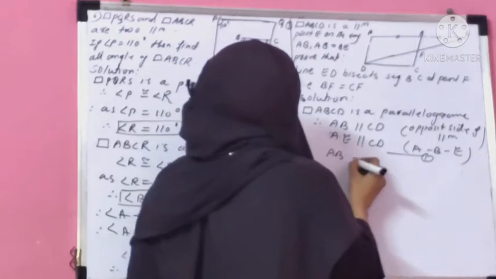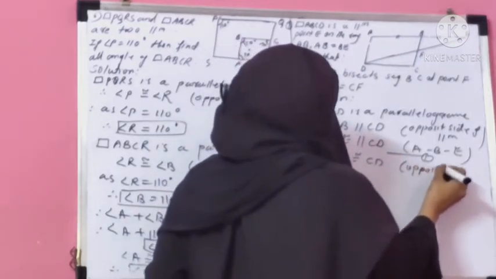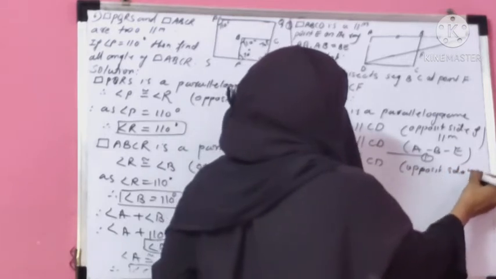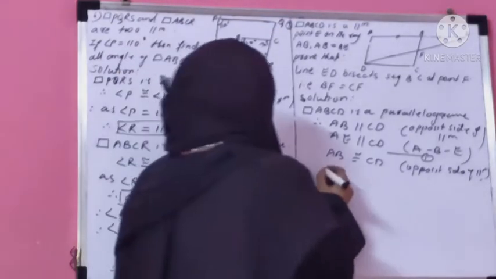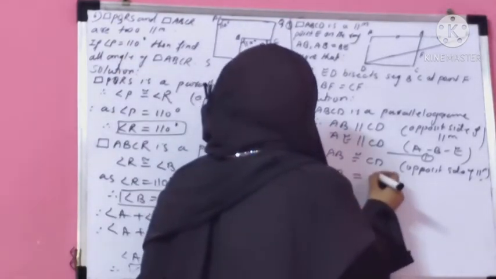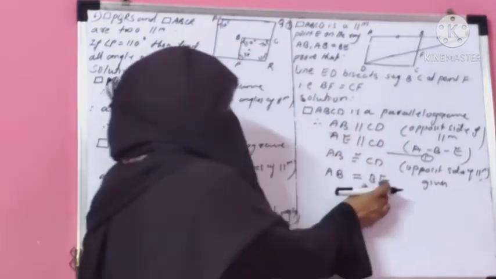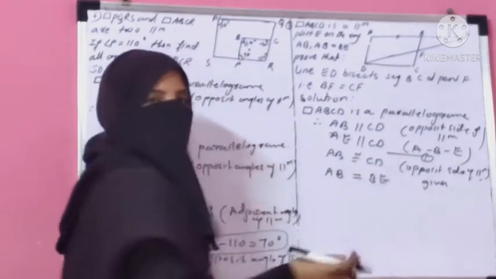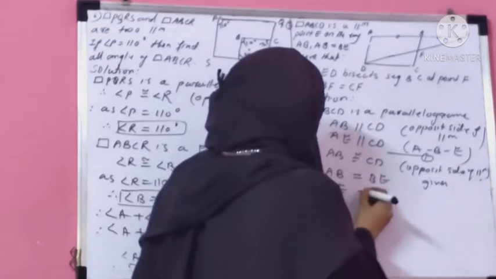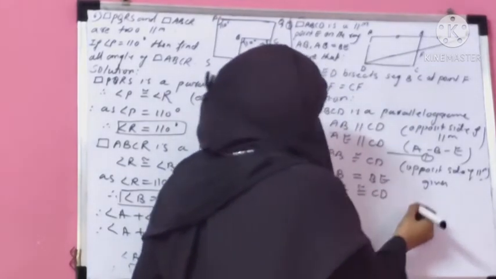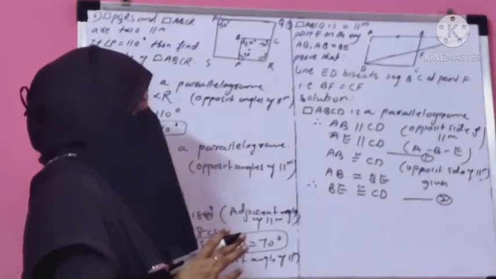Now AB is congruent to CD, opposite sides of a parallelogram are congruent, and AB is equal to BE is given. So if AB is equal to BE, that means BE is also congruent to CD. So therefore, BE is congruent to CD. Give it number 2. Got it?